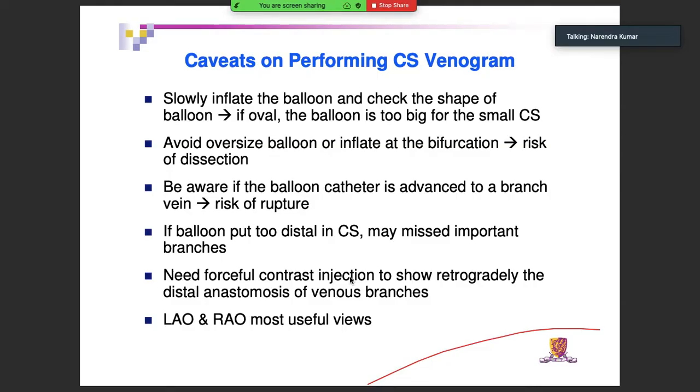Problems whenever you're trying to perform a CS venogram. For example, you have to slowly inflate the balloon and keep on checking the balloon size as well. Balloon size in the sense, is it becoming oval or what shape? Is it occluding well or not? Sometimes, if you are using an oversized balloon, while inflating it, one can even dissect it, actually. So one should be careful if the balloon catheter is advanced into a branch vein. If you advance it into the branch vein, there is risk for dissection as well. One should really be careful if the balloon is put too distal into the coronary sinus and may have missed sometimes the different branches. So that is why the different views are very, very important.